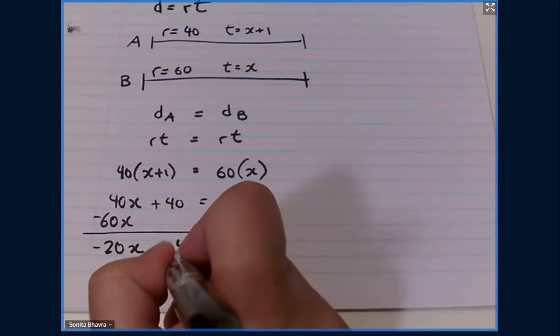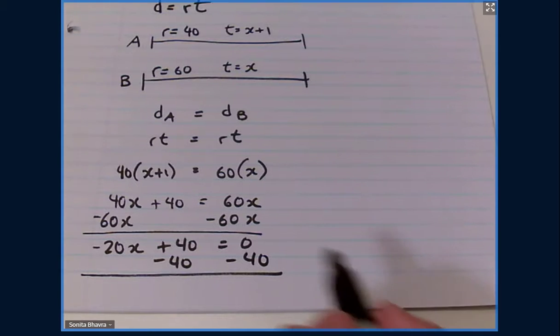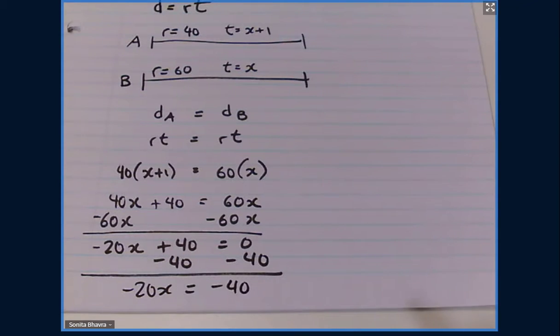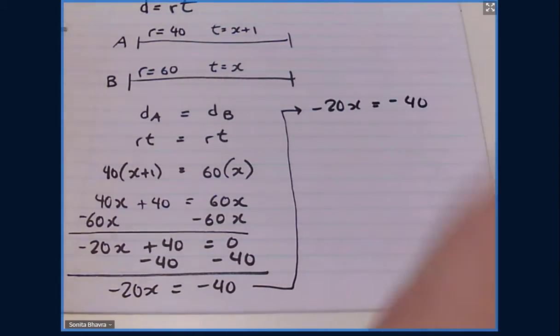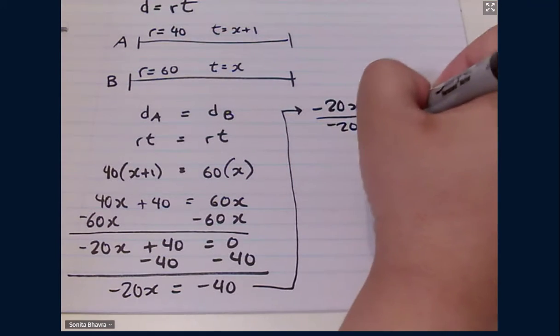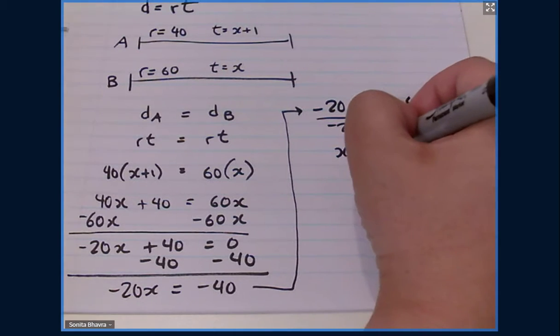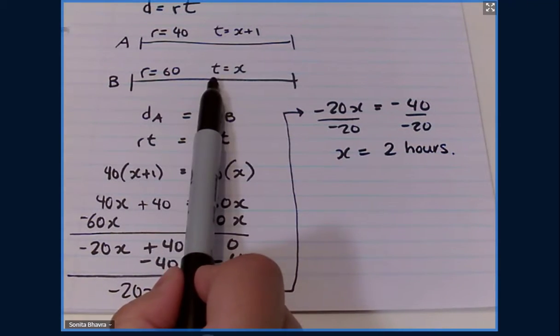Then I'm just going to subtract the 40 from both sides. That gives me negative 20X equals negative 40. And what I have to do next is divide by negative 20 on both sides. That gives me negative 40 divided by negative 20, which is 2 hours. All right, we solved for X here, which is 2 hours.